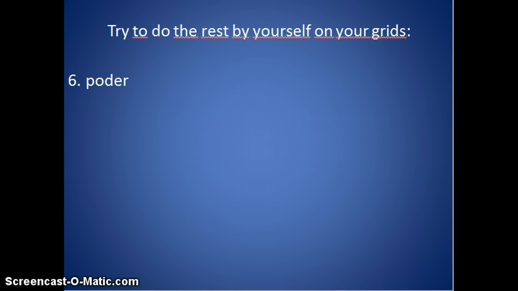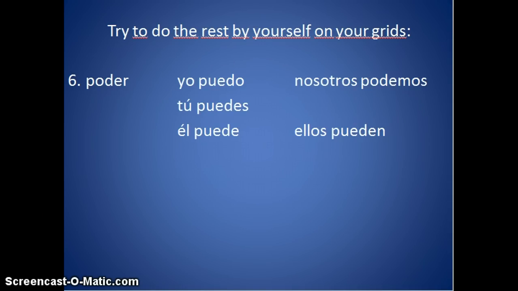Number six is poder, to be able to. I can or she can or whoever can do something. Yo puedo. Tú puedes. Él, ella, usted puede. Nosotros podemos. We don't like stinky verbs. And ERs go to emos at the end, remember? And ellos, ellas, ustedes pueden.